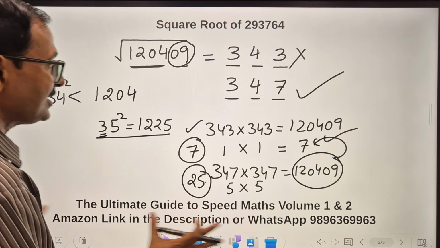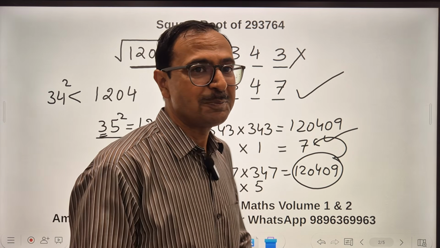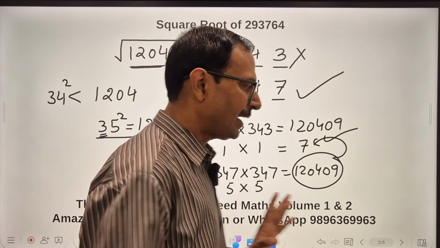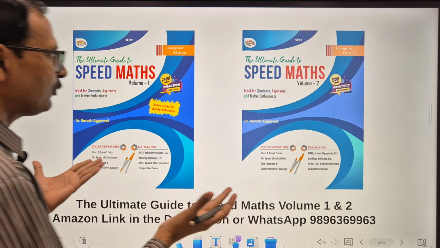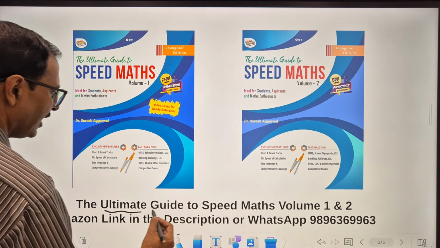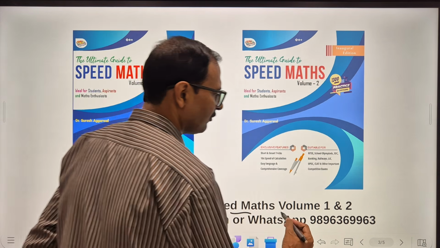Now it sounds quite easy when somebody else is doing it. But I tell you, unless you practice and have it written somewhere, the method with illustrations, practice questions and videos, this is going to be a little challenging to do. And where do you find the compilation? It's in the Ultimate Guide to Speed Maths, Volume 1 and Volume 2.